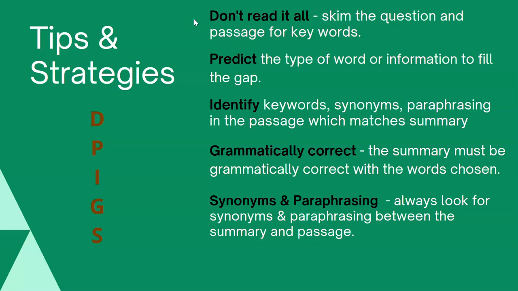D is for don't read at all. You want to skim or scan the passage and the summary, and you want to predict the type of word and the information to fill the gap. While you're scanning, summarizing, and predicting, you want to identify the keywords, synonyms, and paraphrasing in the passage and the summary. So you've scanned the summary, you've scanned the passage, you've predicted the type of word, you've identified the synonyms, you've chosen your answers.